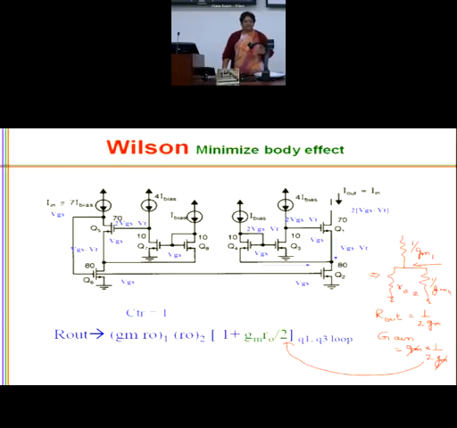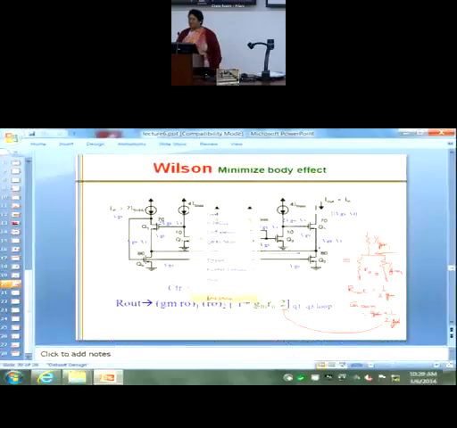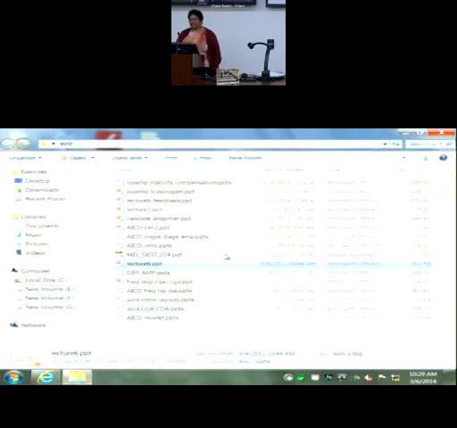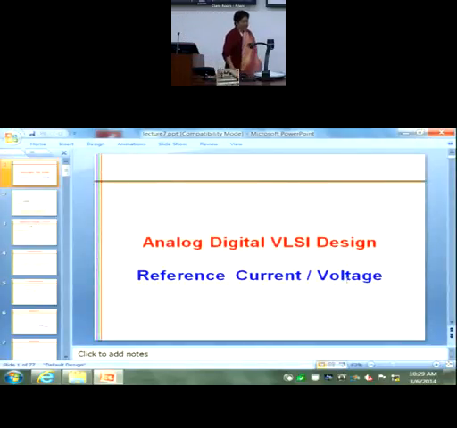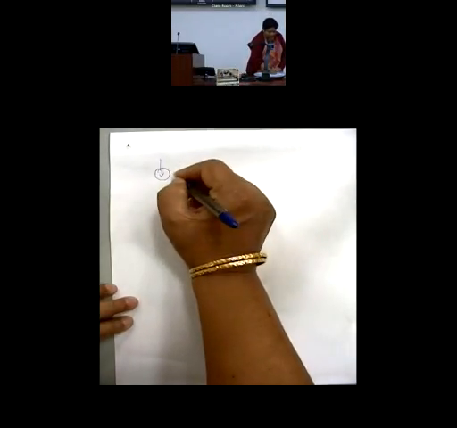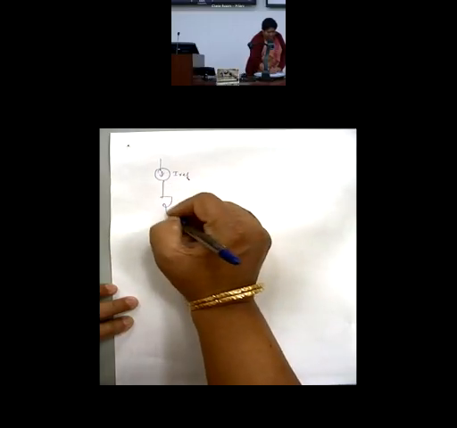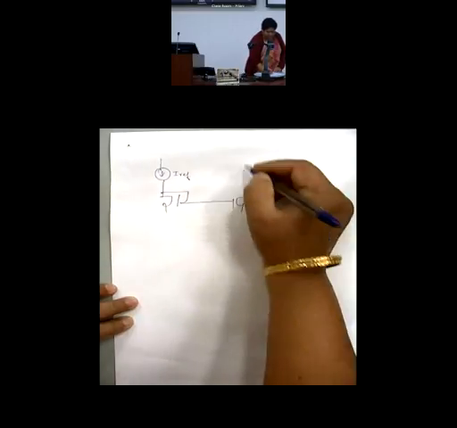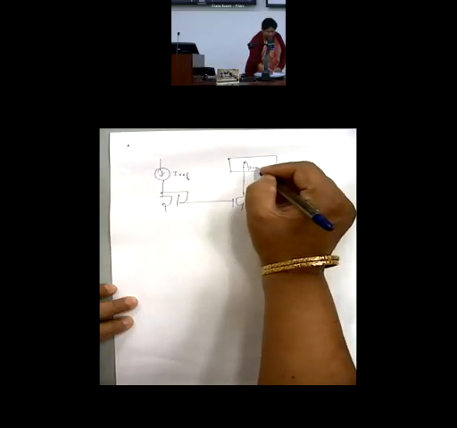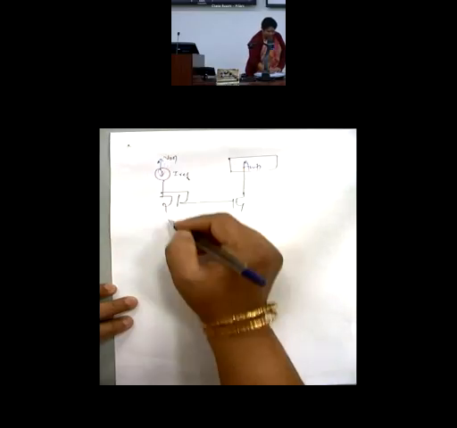Understood? Clear? So current mirror we have finished, and now we move on to something related to the current mirror, which is the reference. Every time I am showing you an IREF with a current symbol. So we are designing it like this: IREF shown here, a current mirror pair, and this is my amplifier. This is my VDD. Every time I am showing an IREF over here.